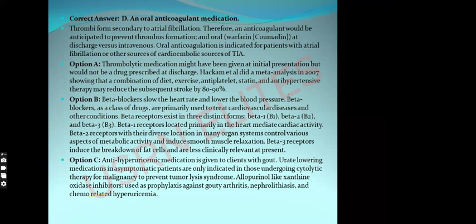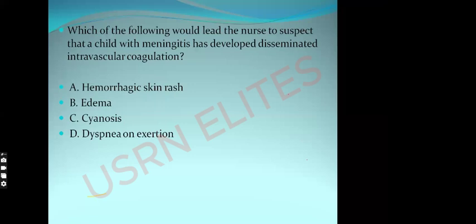I think the questions are easier, right? I should have brought some hard questions. Right? So which of the following would lead the nurse to suspect that a child with meningitis has developed disseminated intravascular coagulation? Was this one supposed to even be here? Well, let us tackle it. I'll go for A. And your reason?